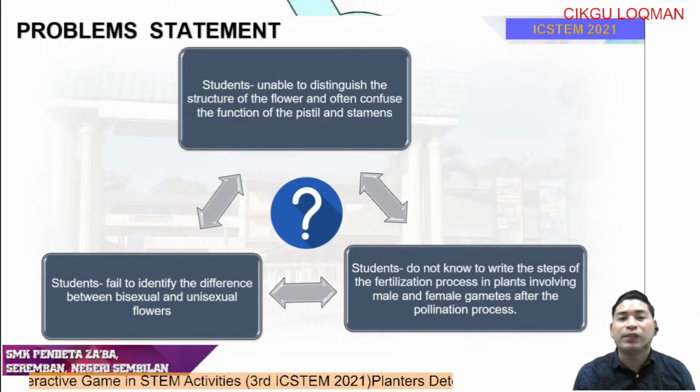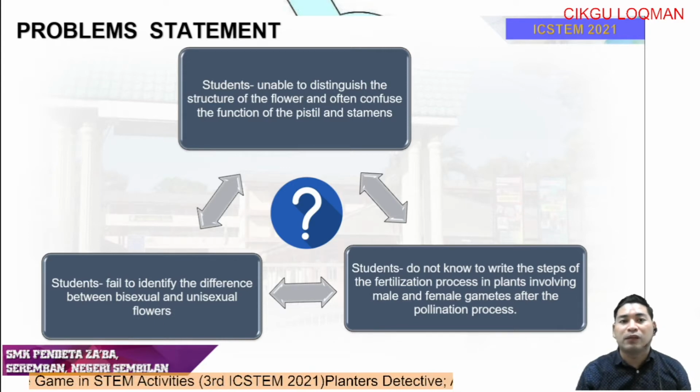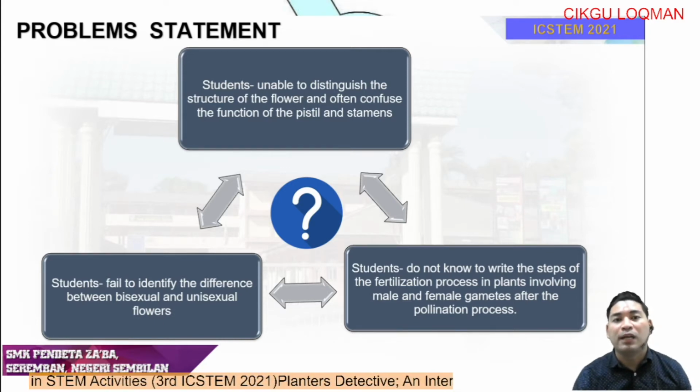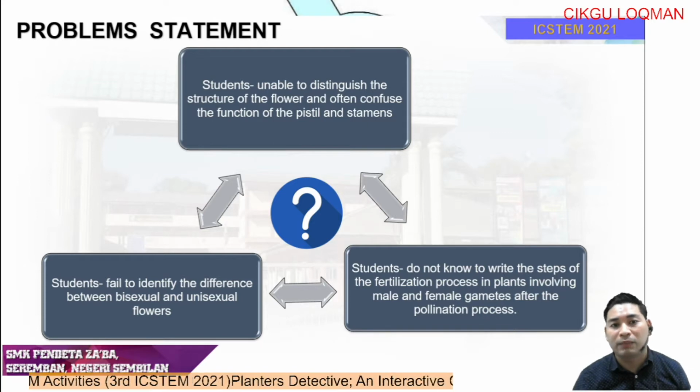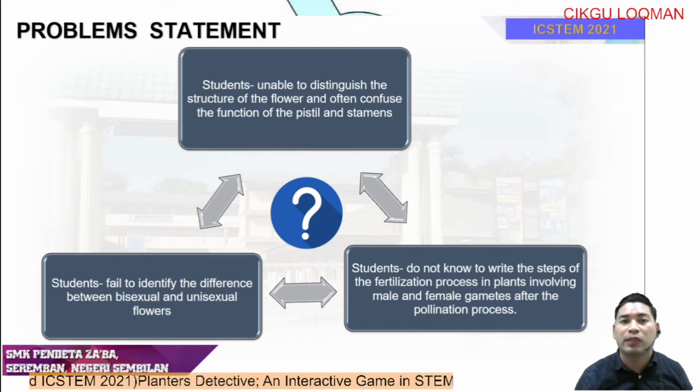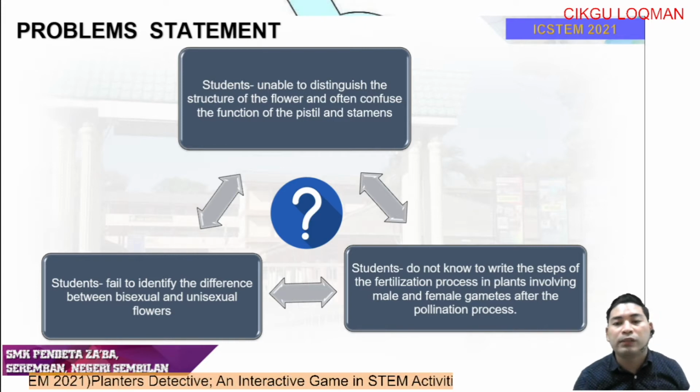Firstly, students are unable to distinguish the structure of the flower and often confuse the function of the pistil and stamen. Students fail to identify the difference between bisexual and unisexual flowers. Students do not know how to write the steps of the fertilization process in plants involving male and female gametes after the pollination process.